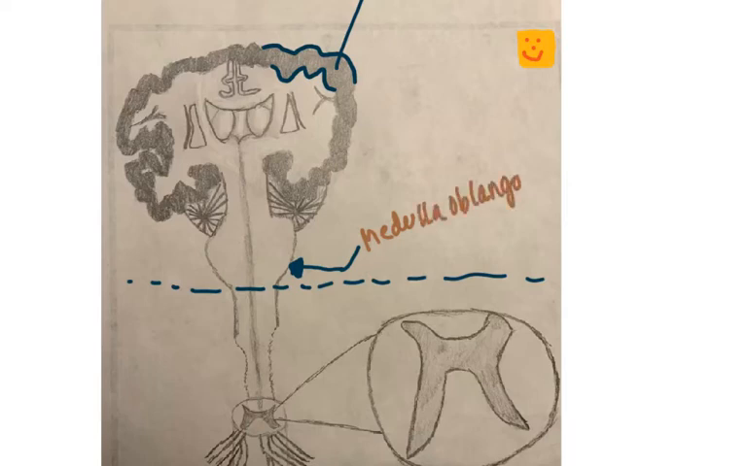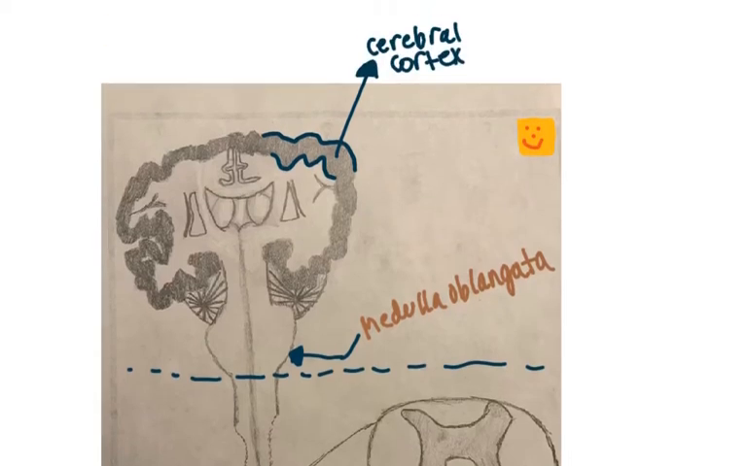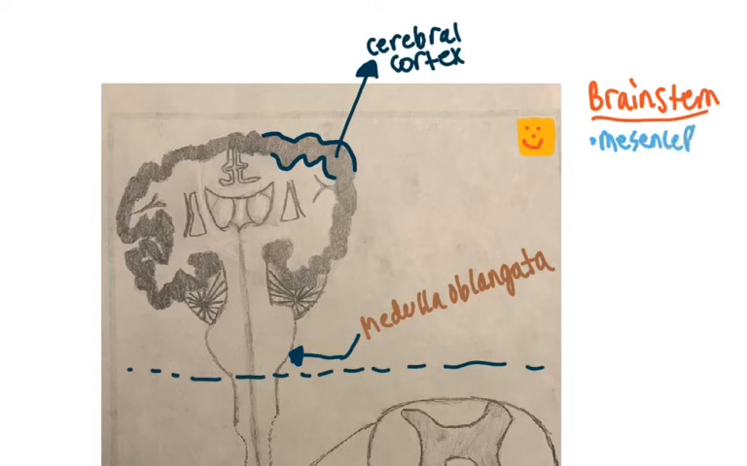Our medulla oblongata is the last part of our brainstem. We'll go over brain parts in a future video, but our brainstem begins with our mesencephalon, which is just another word for midbrain.